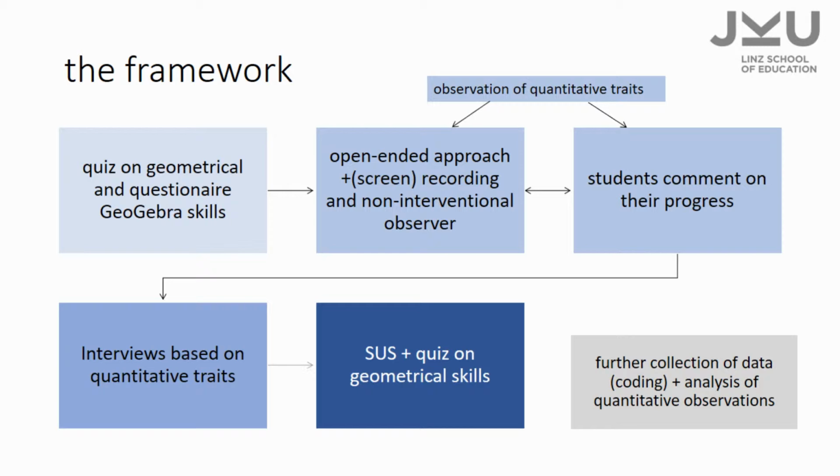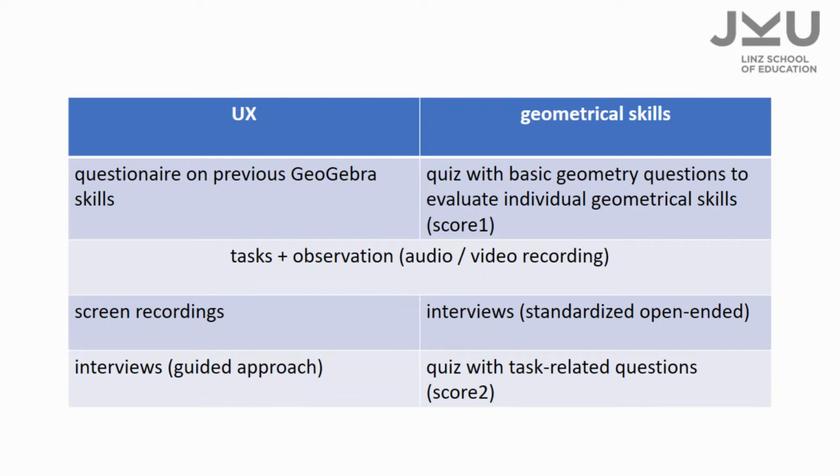Later on, after the working period, I would like to have interviews based on these traits, and last but not least, there is the system usability scale test and a quiz on the geometrical skills. Afterwards, after each testing, there of course comes the collection of data, coding, and the analysis of the observation. Well, I guess I can skip that because it's just an overview of how the user experience and the geometrical skills parts are divided up.